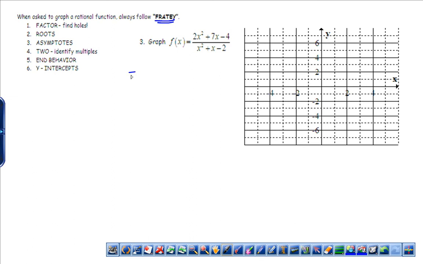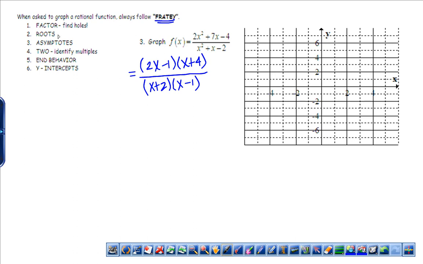Okay, so I'm going to factor this. And if you're having trouble factoring, make sure you come in and get help. So this is 2x minus 1 times x plus 4 over x plus 2 and x minus 1. Since none of these are exactly the same, we're not going to cancel anything out, and there's no holes on this graph.